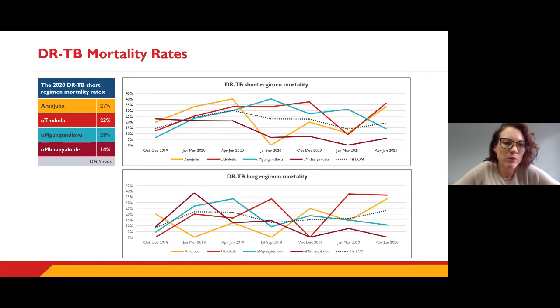With that in mind, we were working on the USAID-sponsored TB LOM program in KZN, supporting 4 districts within the province. We looked at DRTB mortality in those areas, and as you can see, it is much higher, or was much higher, than we would have wanted to see. In 2020, combining the regimens, we had mortality rates of 27%, 23%, 29% and 14% in the districts.